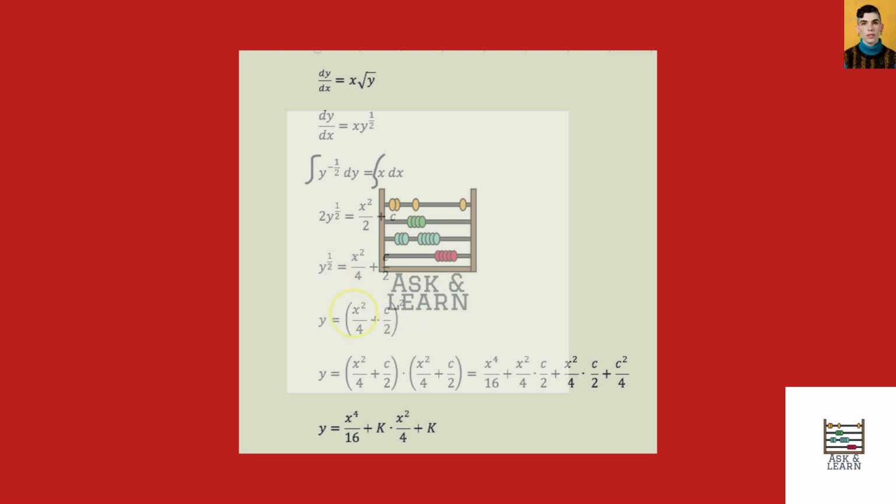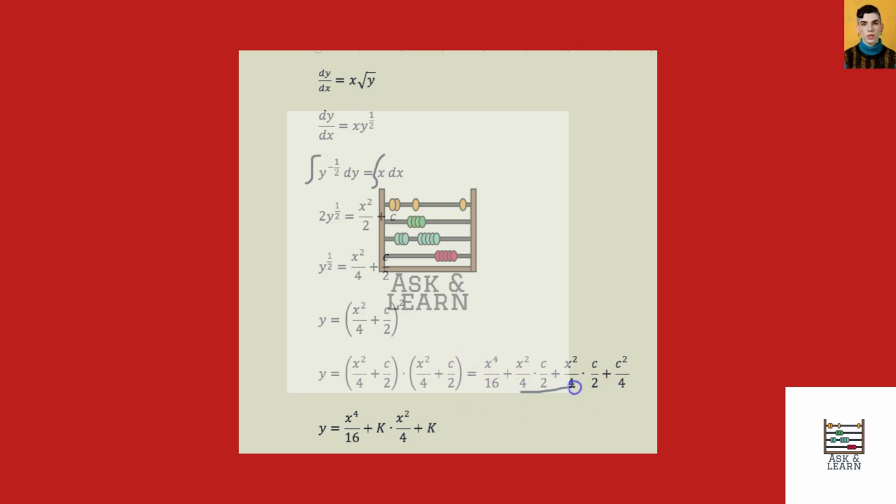Then we're going to square both sides to get from here down to this line here. So y equals this thing squared. Again, for my small mind, I needed to see it out like this so I could use the distributive property. So x squared over 4 plus c halves times x squared over 4 plus c halves. And I multiplied it all out.